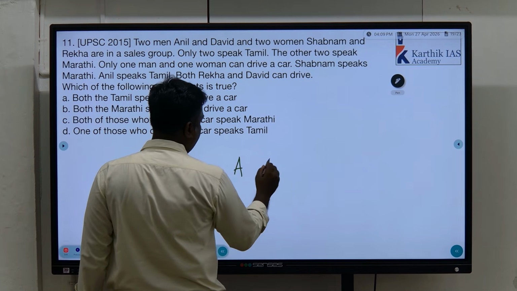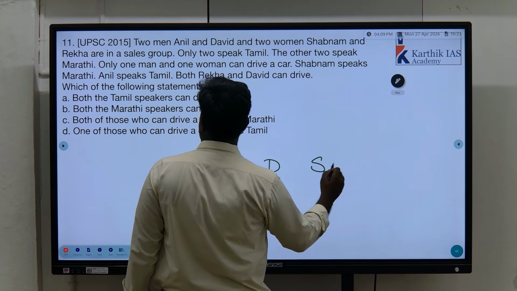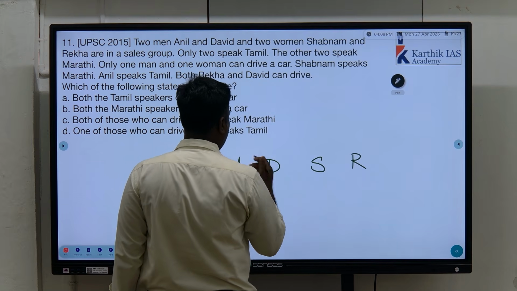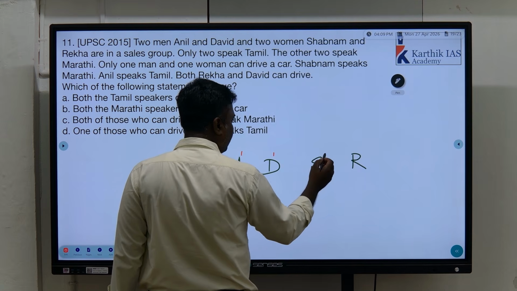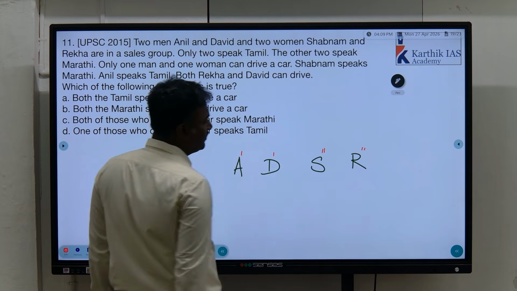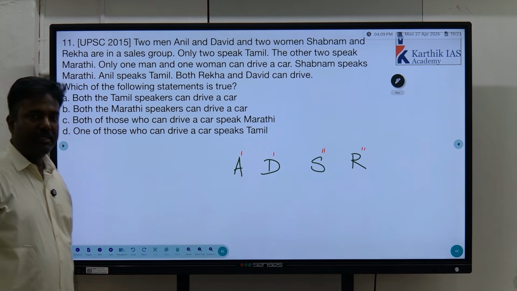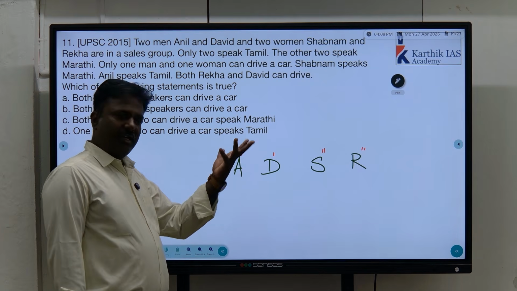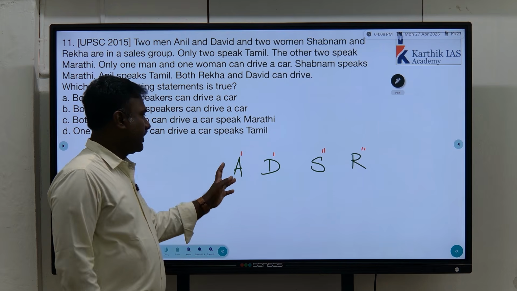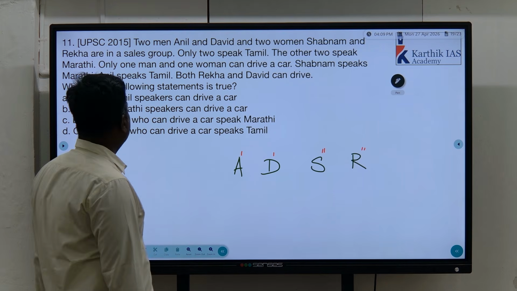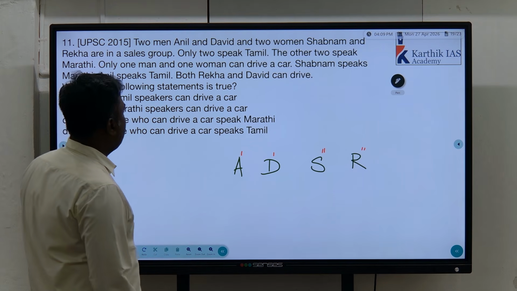Okay, Anil and David are men. Shabnam and Rekha are female. So I am going to put just 1 dash for male, 2 dash for female, just to understand. In the blood relations video also you can see it. Any notation, plus minus like that, I am just putting male and female to differentiate. Understand? Only 2 can speak Tamil.